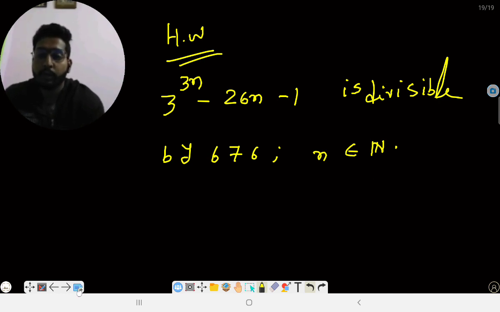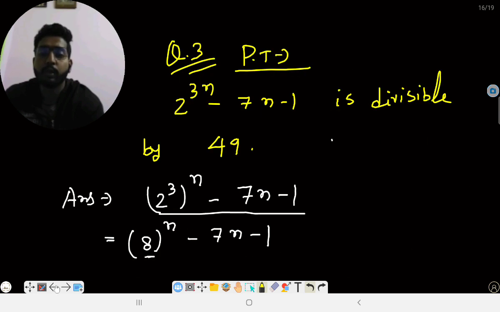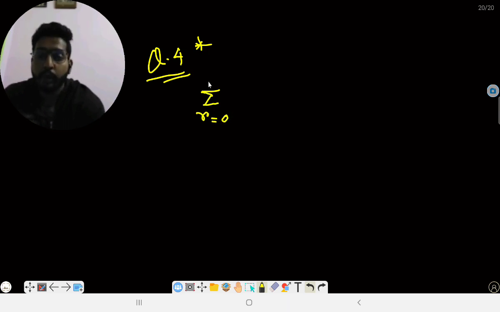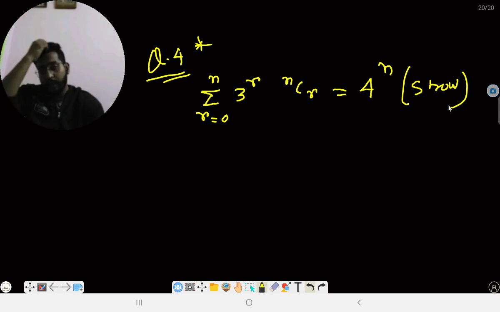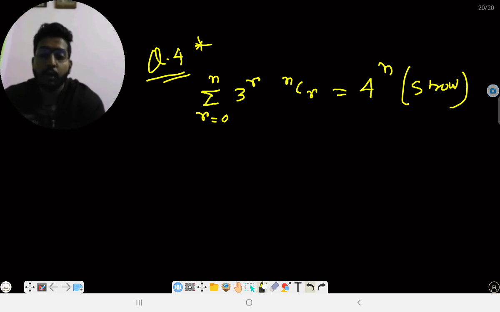Now next one will be question number 4. So question number 4 is like this. This is also a good question. The question is given like this: summation r equals 0 to n, 3 to the power r nCr equals 4 to the power n, like this it is given. We have to prove that one, we have to show this one. So how to prove this one?